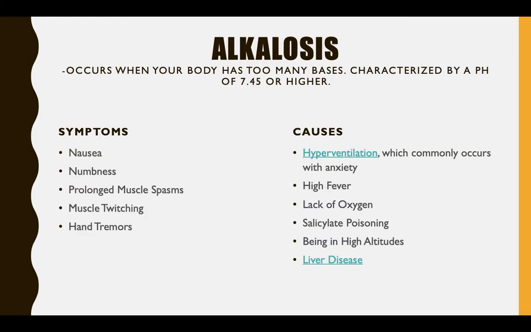Let's move on to alkalosis, in which your body has too many bases. It's just the opposite of acidosis, when your pH level is 7.45 or higher. Its symptoms are nausea, numbness, prolonged muscle spasms, muscle twitching, and hand tremors. Its causes are hyperventilation, which commonly occurs with anxiety, high fever, lack of oxygen, salicylate poisoning, being at high altitudes, and liver disease.